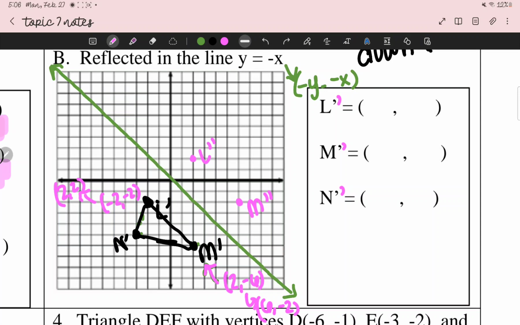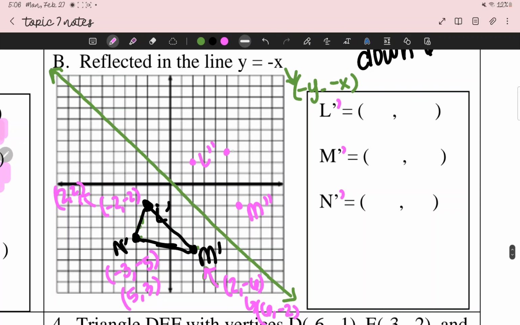Finally is the N. The N was at negative 3, negative 5. So this one is going to be 5, 3. So 5, 3 is here with N prime prime. When I connect all of my dots, I should have that same shaped triangle, and it looks good because my N looks like it's the same distance away. Looking at that line helps you make sure it actually went across, so it's in the correct position.